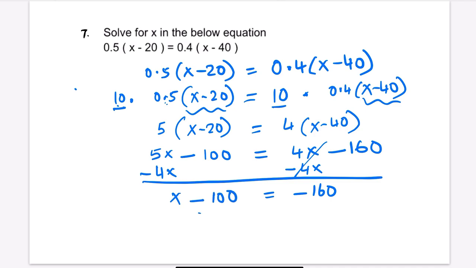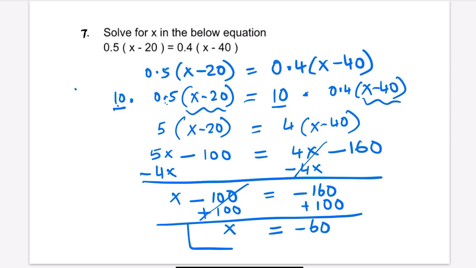To get rid of this negative 100, let's add 100 to both sides. This gets cancelled, 100 and negative 100 get cancelled out. I am left with x on the left side, which is what I want, and on the right side I am left with negative 160 plus 100, which is negative 60. That's the answer for this problem.